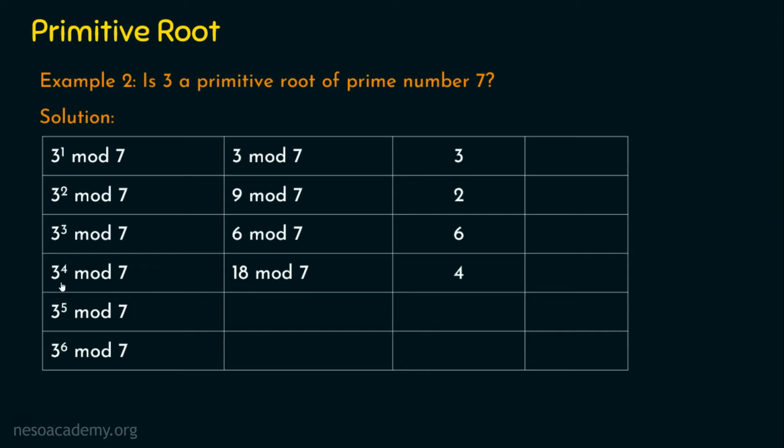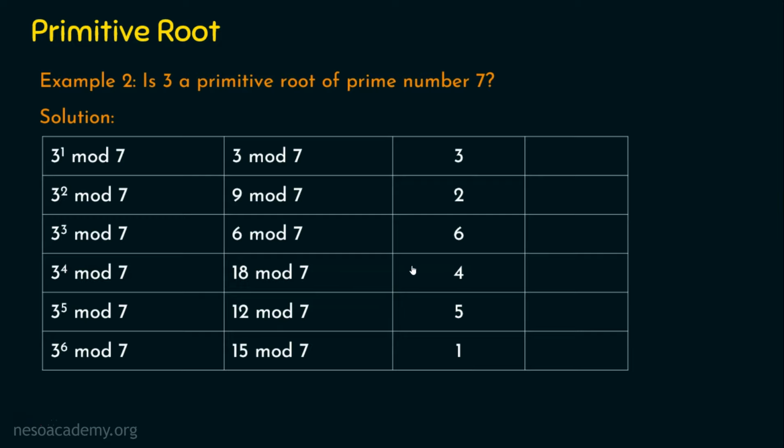3 power 5 can be 3 power 4 into 3 power 1. 3 power 4 is 4. 3 power 1 is 3. So 4 into 3 is 12. 12 mod 7 is 5. And finally, we get 3 power 6. 3 power 6 can be 3 power 5 into 3 power 1, right? So 3 power 5 is 5. 3 power 1 is 3. So 5 into 3 is 15. So 15 mod 7 will give 1 as the remainder.